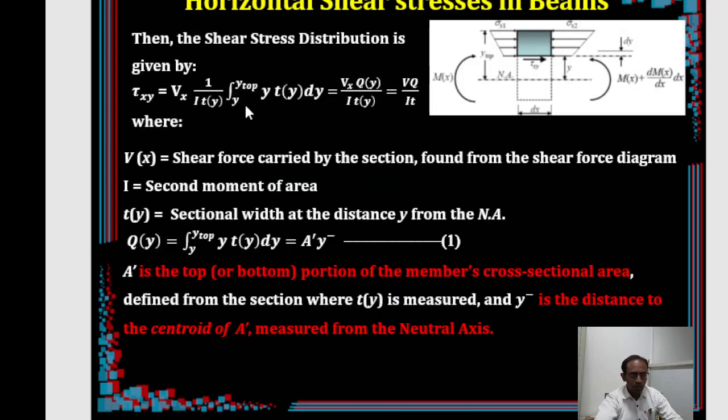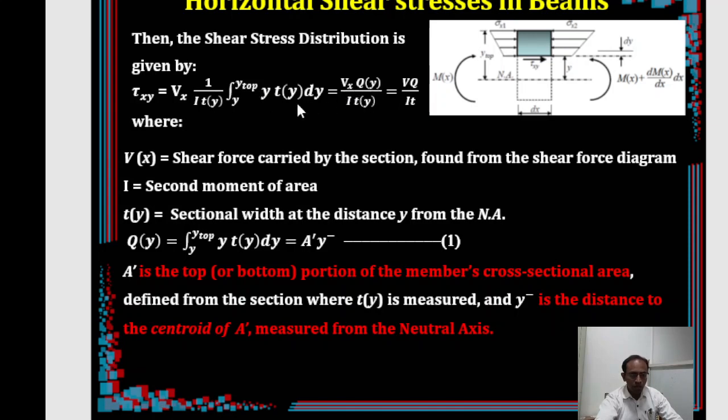So in the process you will get V by I t(y), and you will get y t(y) dy. Because it is varying with y, these terms will be inside the integration. Finally you will get V(x). You can call this whole term Q(y), the integral from y to y top, where y is the distance of the section under consideration from the neutral axis, and the extreme fiber distance from the neutral axis is y top.